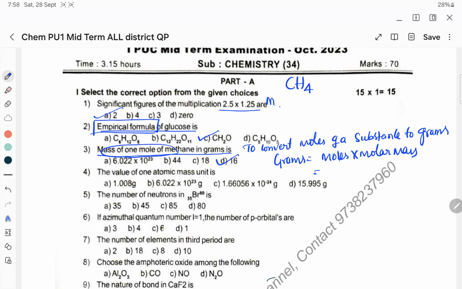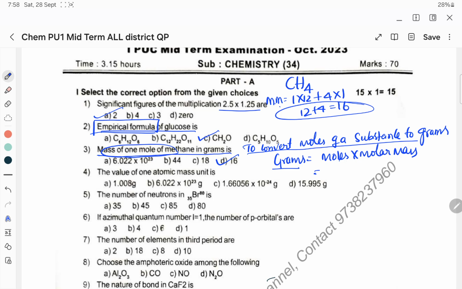See, how many carbons? What is the molecular mass? How do we calculate molecular mass? 1 into 12 plus 4 into 1. 12 plus 4 equals 16. That is the molecular mass of methane. Now, how do we convert 1 mole of methane into grams? There is a formula to convert the moles of a substance to grams. That is, gram is equal to moles into molar mass.